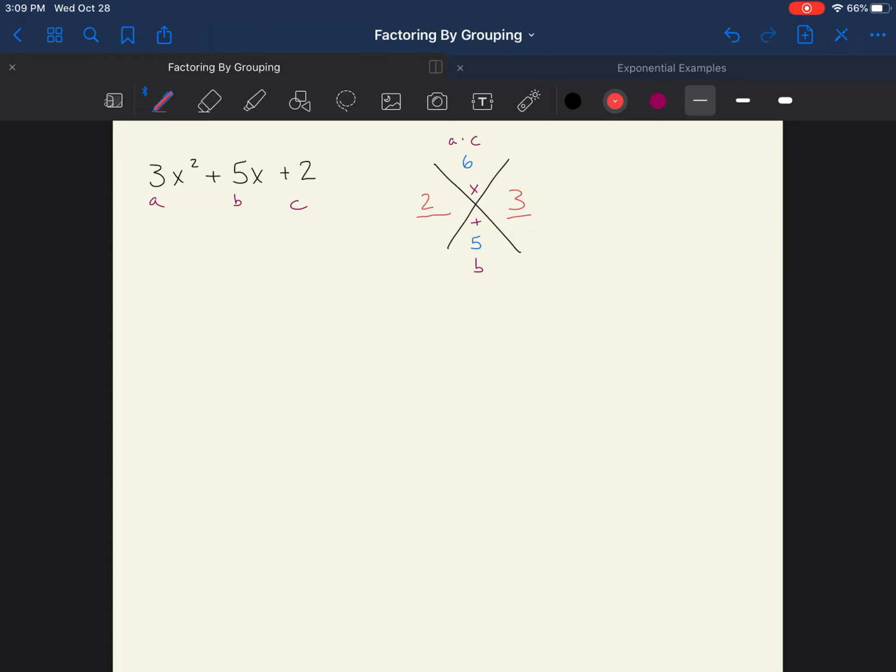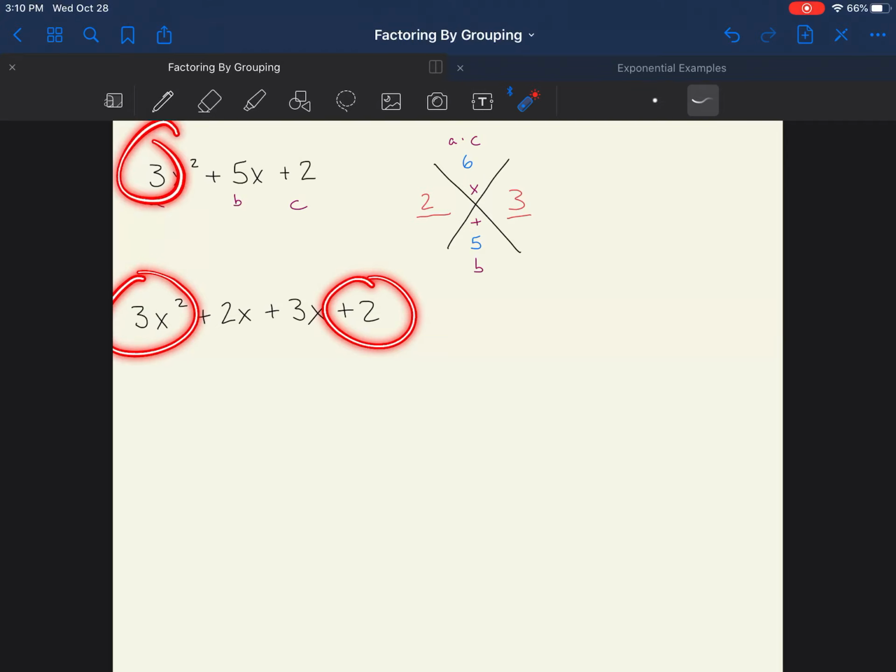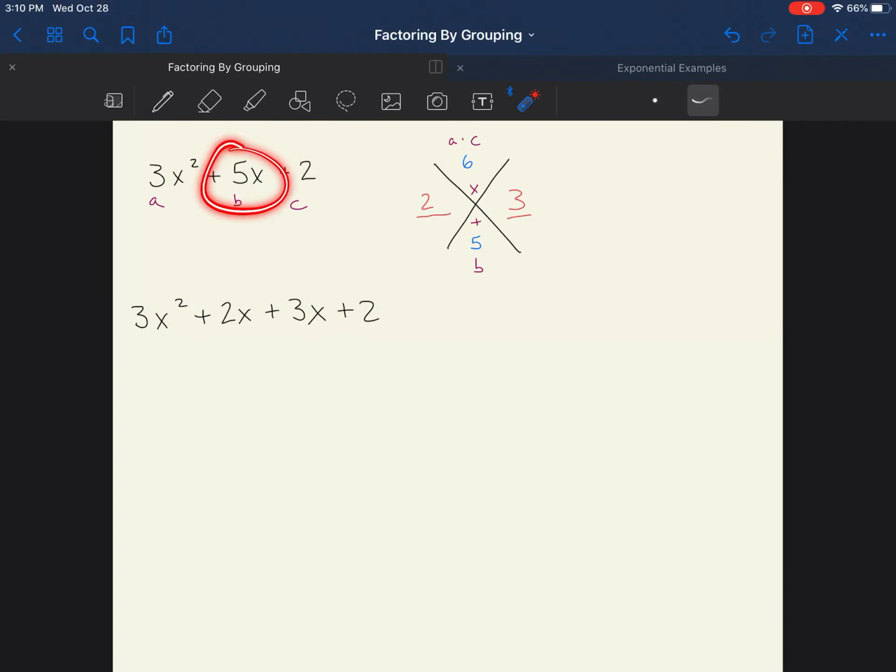So if I split my middle term, that's going to be 3x squared plus 2x plus 3x plus 2. So again, notice the outside, the A and the C stayed the same, but I took this 5x and I split it into 2x and 3x. All right, so now we're just going to factor by grouping. Fairly simple one here. So draw your box.